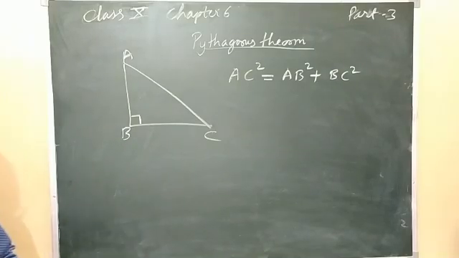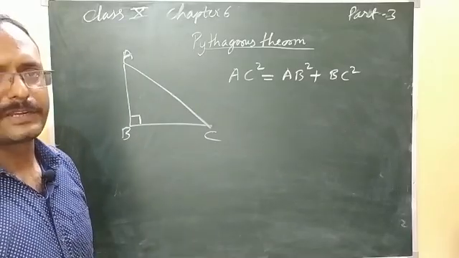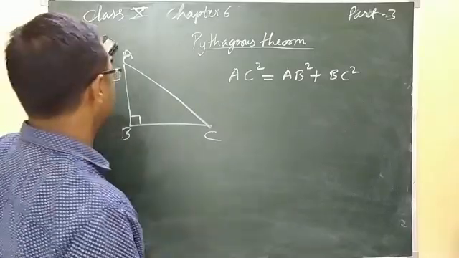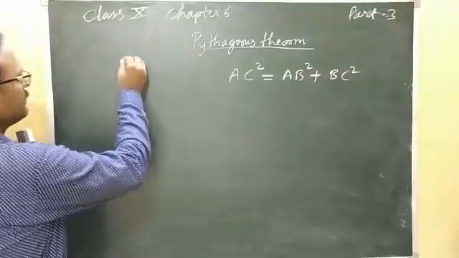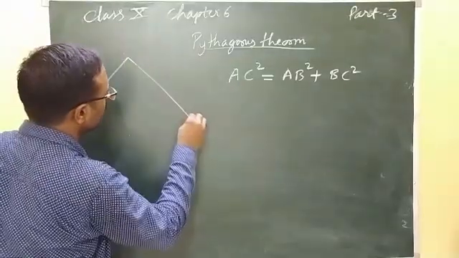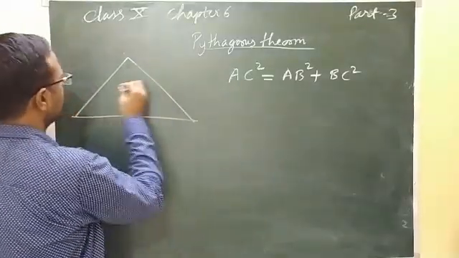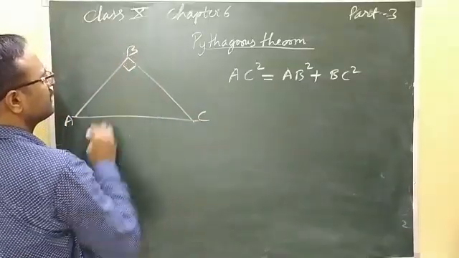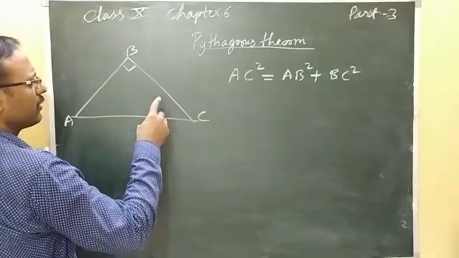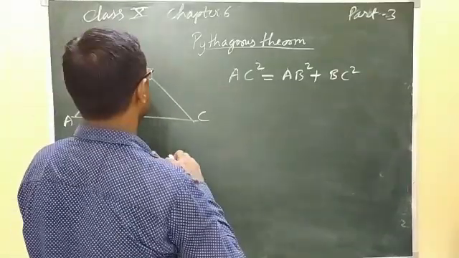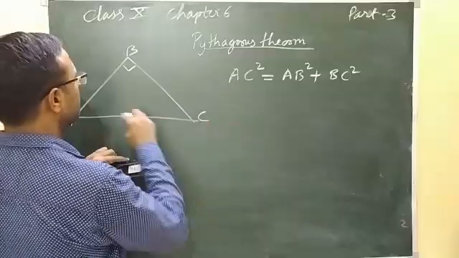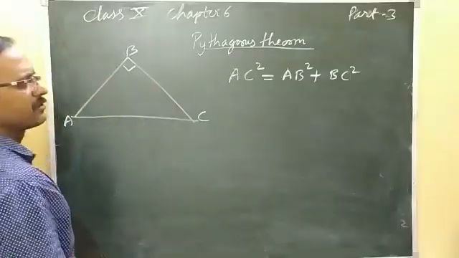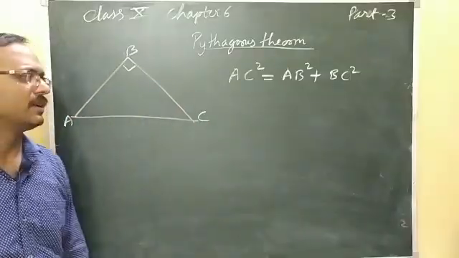To simplify the solution, we will take the diagram in another way. That is, we are going to change the diagram a little bit in this way. This is A, this is B, and this is C. The 90 degrees here, and now we are going to prove that AC square equal to AB square plus BC square. This we have to prove.